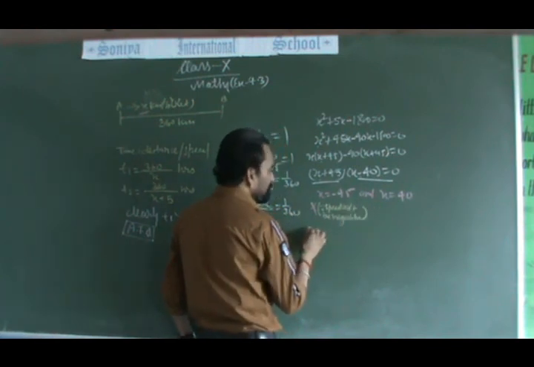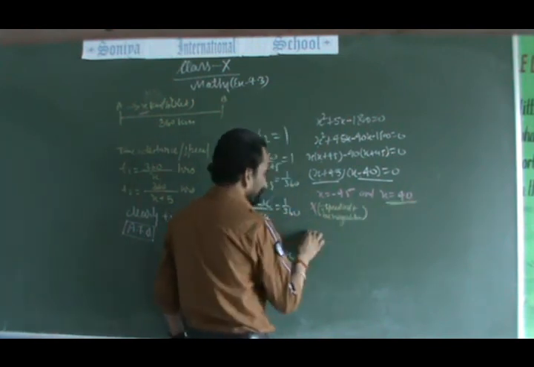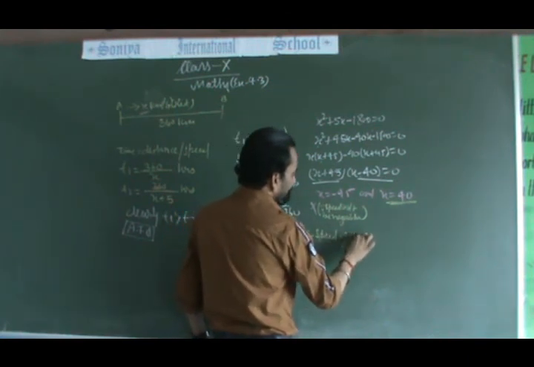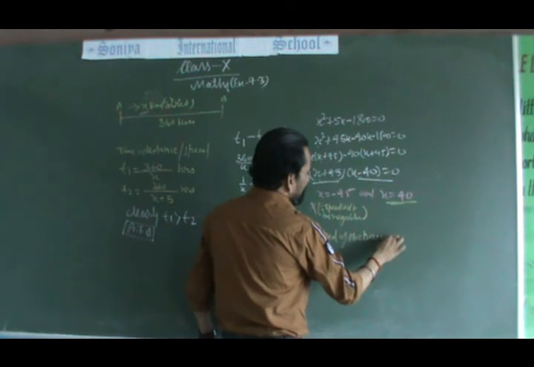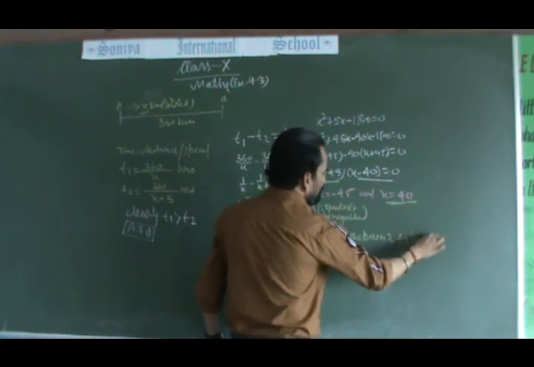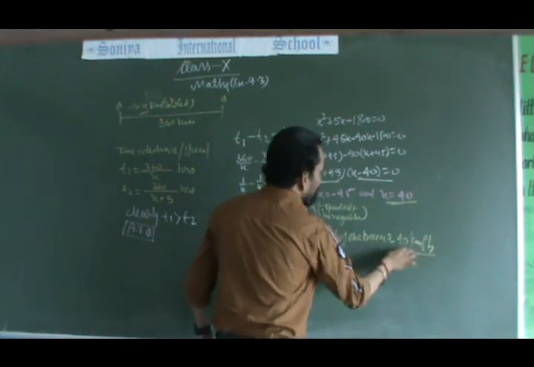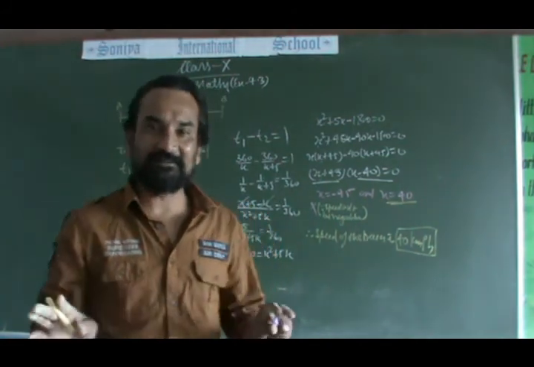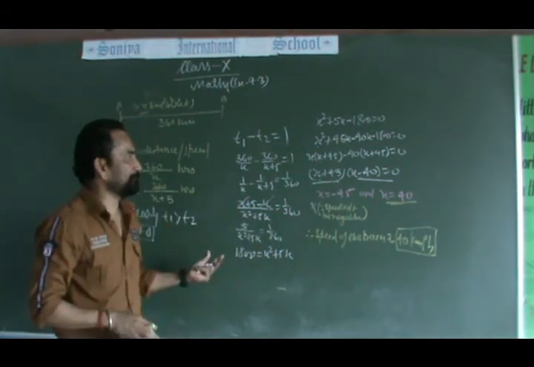Then what is the usual speed of the train? 40. Therefore, the speed of the train is 40. Since it is speed, what are its units? 40 km per hour. That is your answer. Have you got it? All these things are very simple.